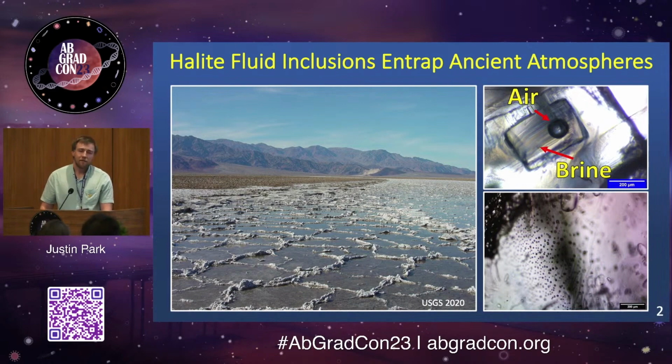Now, these can be primary or secondary, meaning they form at the time the mineral precipitates, or forming some time later with some secondary fluid event. And oftentimes, they form in assemblages of hundreds or thousands of inclusions at once. Now, what I'm interested in doing is looking at the gases that are trapped in these primary inclusions and saying something about the evolving composition of the atmosphere.